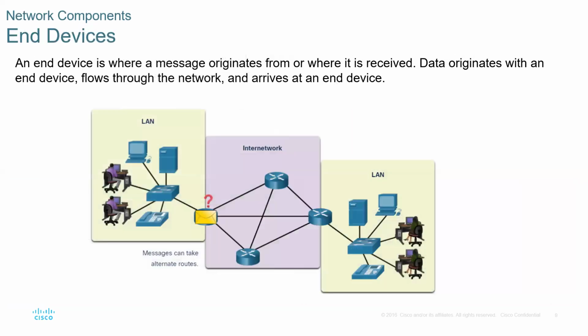All right, end devices, we've already gone through that. It's where the message originates and where the message terminates, where it is received. Examples of end devices: I have my laptop here, you have your phones there, you have your laptops there. These are end devices. We are talking about components that make up a network: end devices, PCs.